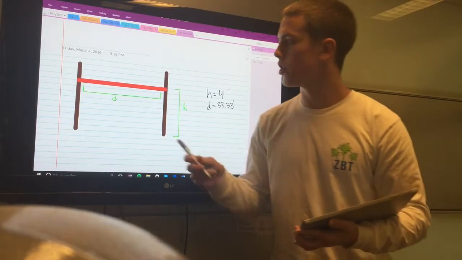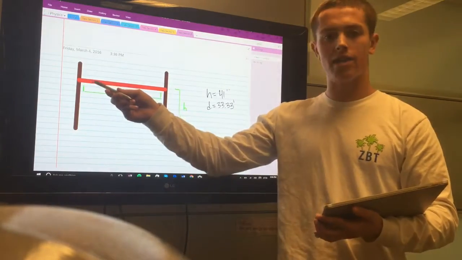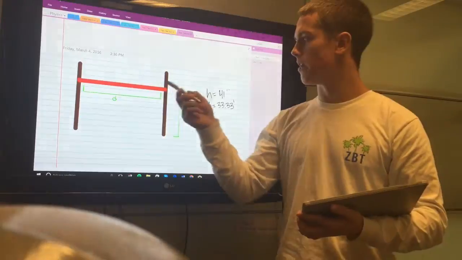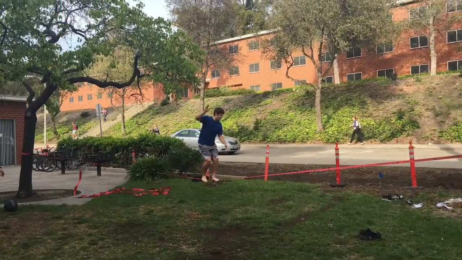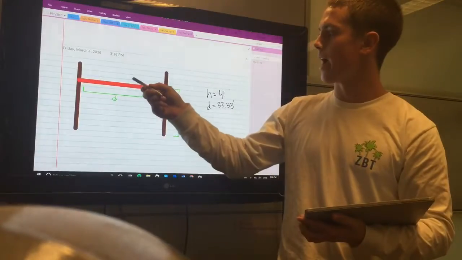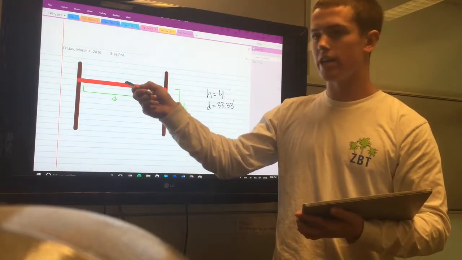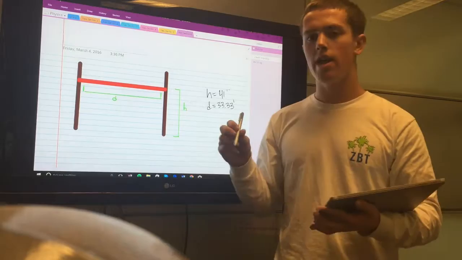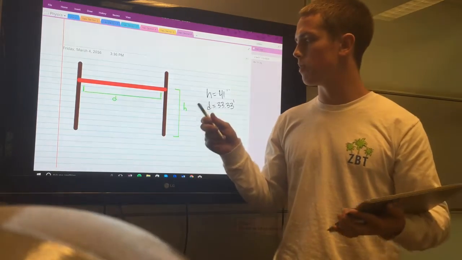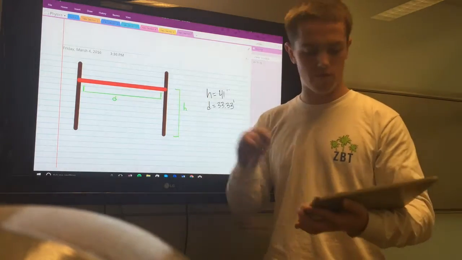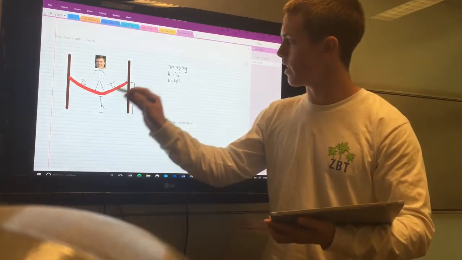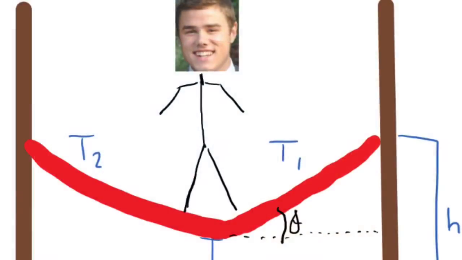So for our project, we chose to string a slack line between two trees behind the dorms. And we had one member of our team stand directly in the middle of the slack line and eventually come to static equilibrium. We then analyzed the forces and solved for the tension forces. You can see that in the diagram.